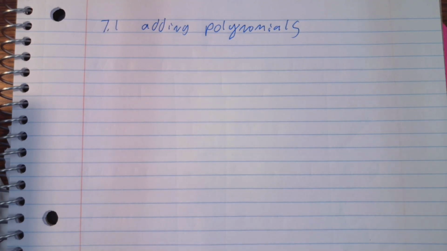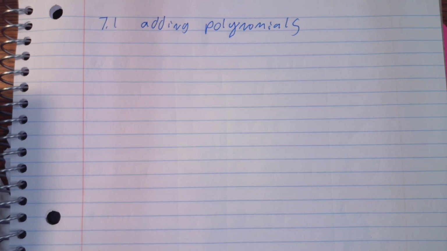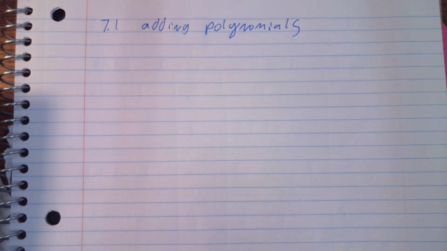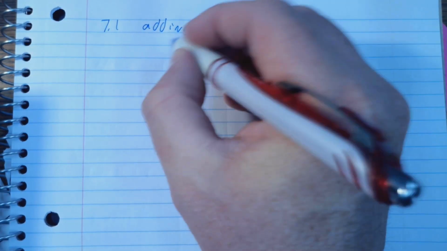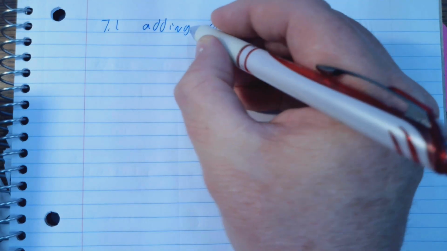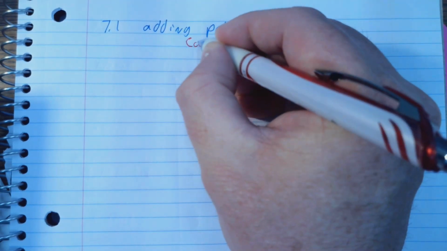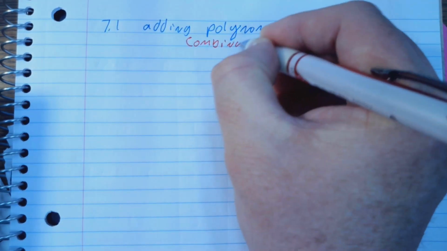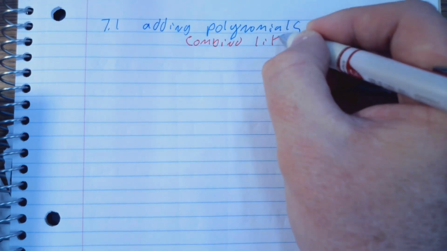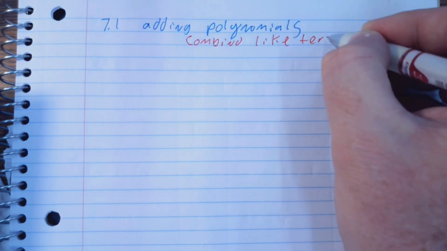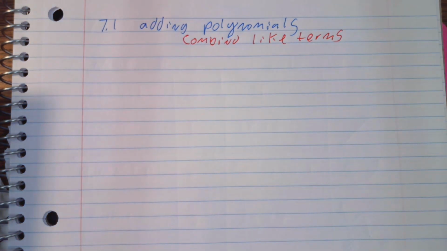Back out, we're going to add polynomials. Okay, and this is something we already know how to do, because adding polynomials is the exact same as our warm-up, which is combine like terms. So we're just doing that all over again.